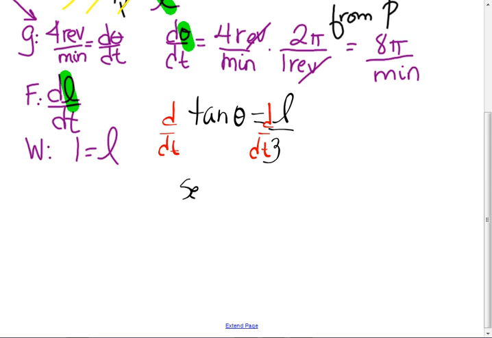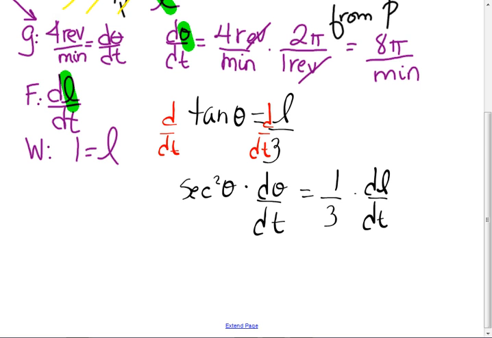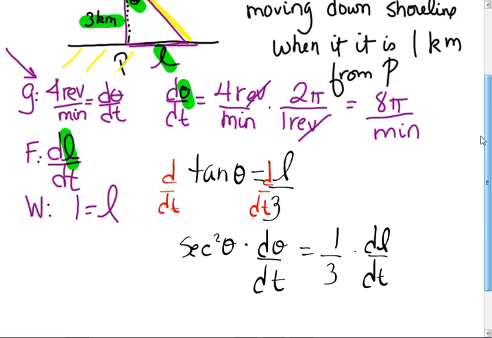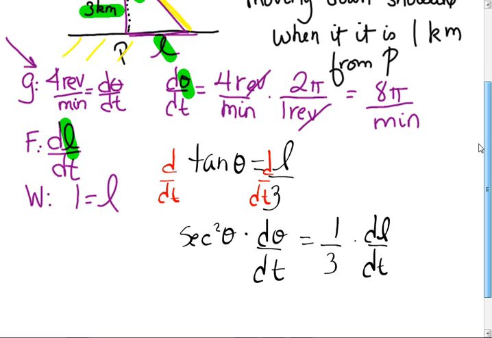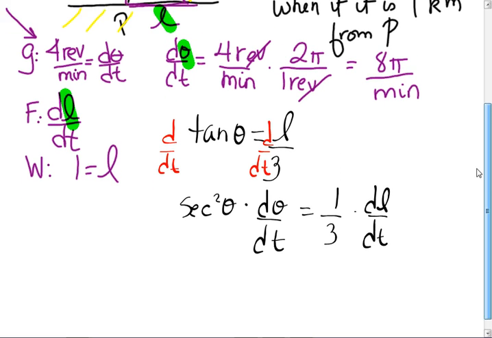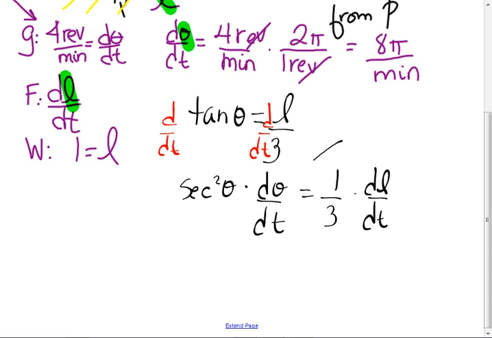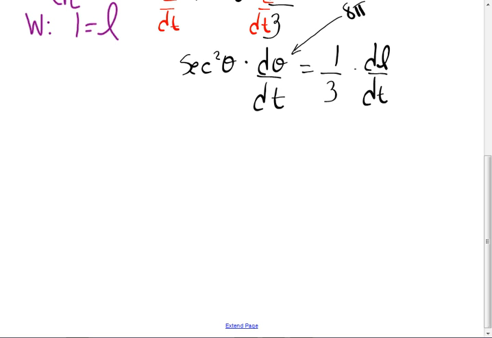Isn't it? What's the derivative of the tangent? Secant squared of theta times d theta dt. You better get a d/dt on both sides, no matter what happens, is equal to 1/3, that's 1/3, right? Times dL/dt. And what is it I know? I know L is 1, which tells me nothing. And I know d theta dt is 8 pi. So I need to know the secant of my angle. So you know what I'm going to do? I'm going to draw the picture.